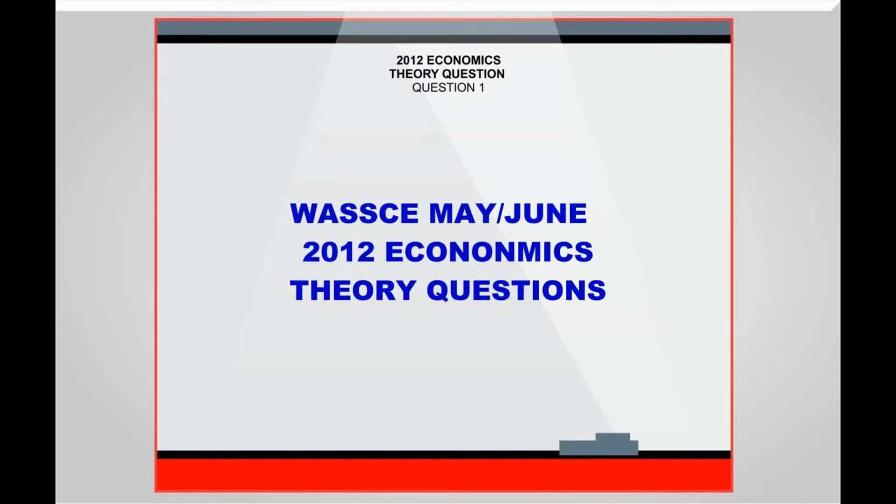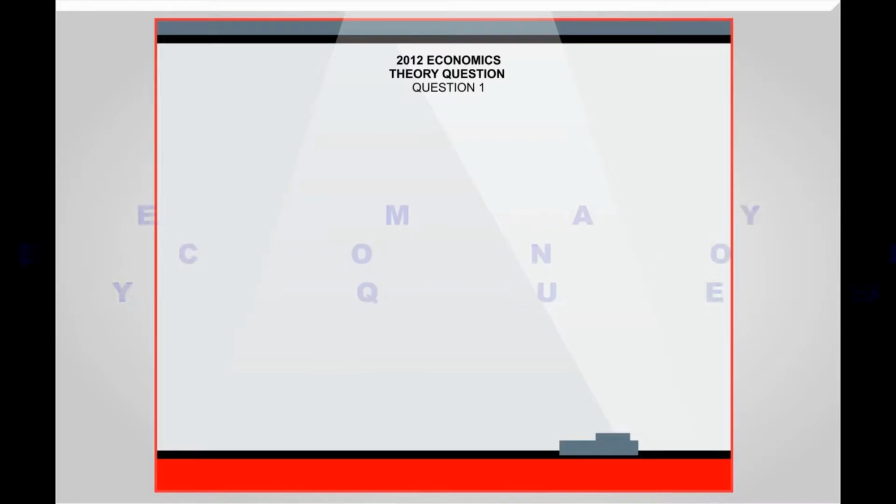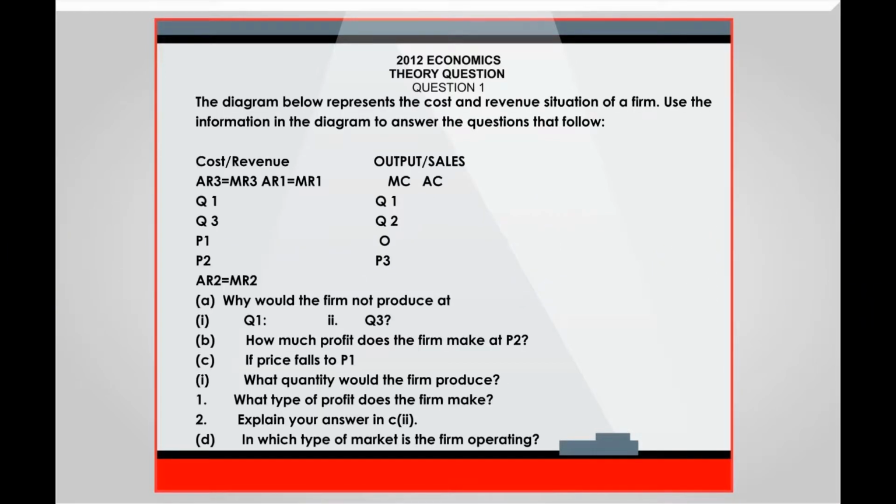This is Economics Paper 2, May June 2012. Question 1. The diagram below represents the cost and revenue situation of a firm. Use the information in the diagram to answer the questions that follow.